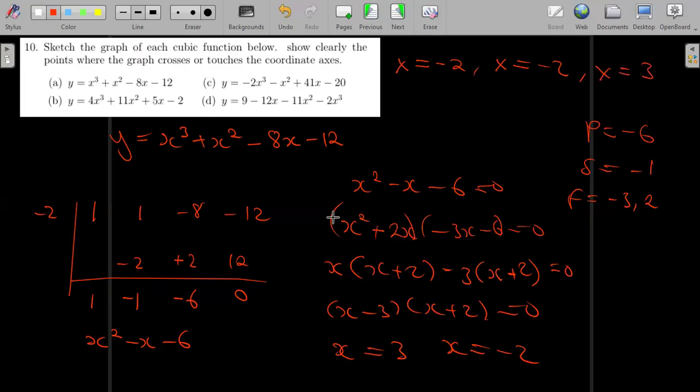So now you must notice one thing here. You have a repeating intercept. So what you must always know is when you have a repeating intercept, like in our case here, it means that the graph does not cut the what?